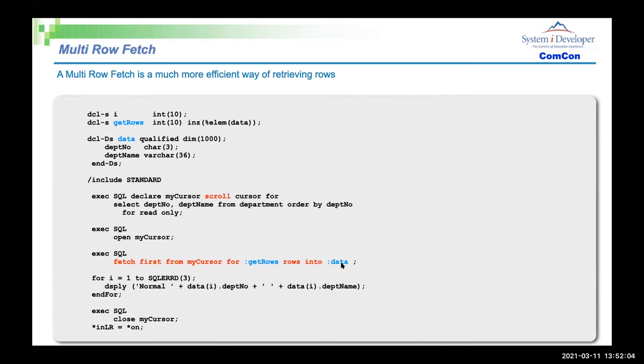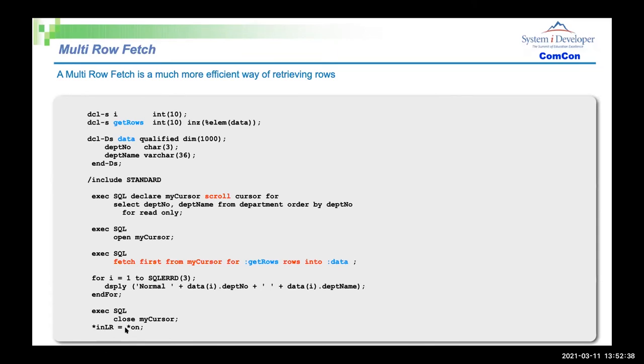Now, how many rows did I retrieve? I said, give me 1,000, but actually there were only 3 of them out there. So immediately after the fetch, if I look at the value of the third element of SQLERRD, which is an array that's in the SQL communications area, that will tell me how many rows were fetched on the fetch. And then I close my cursor and I'm done.